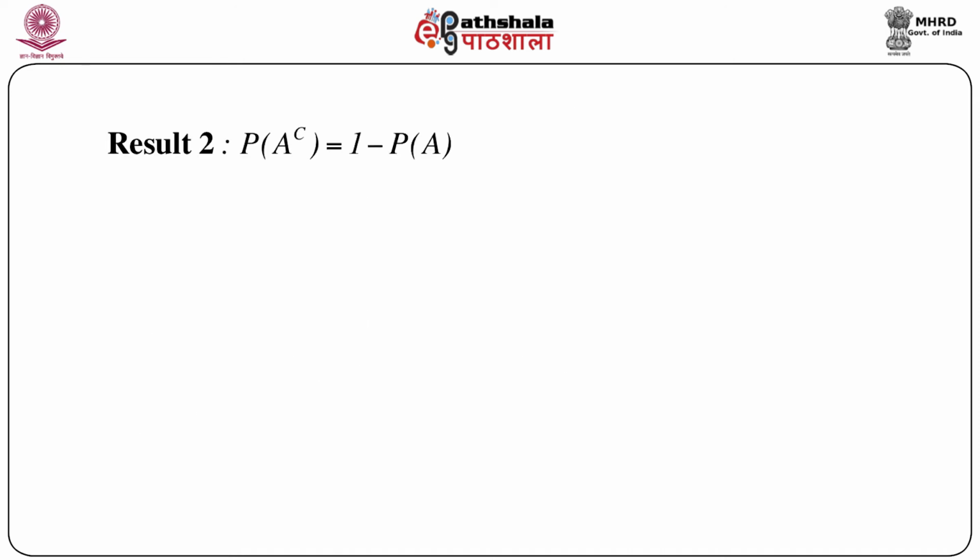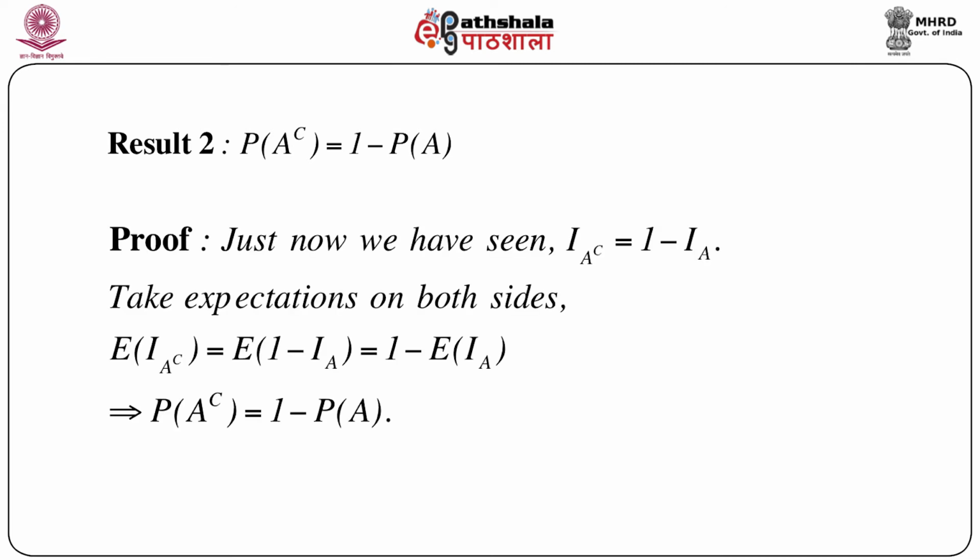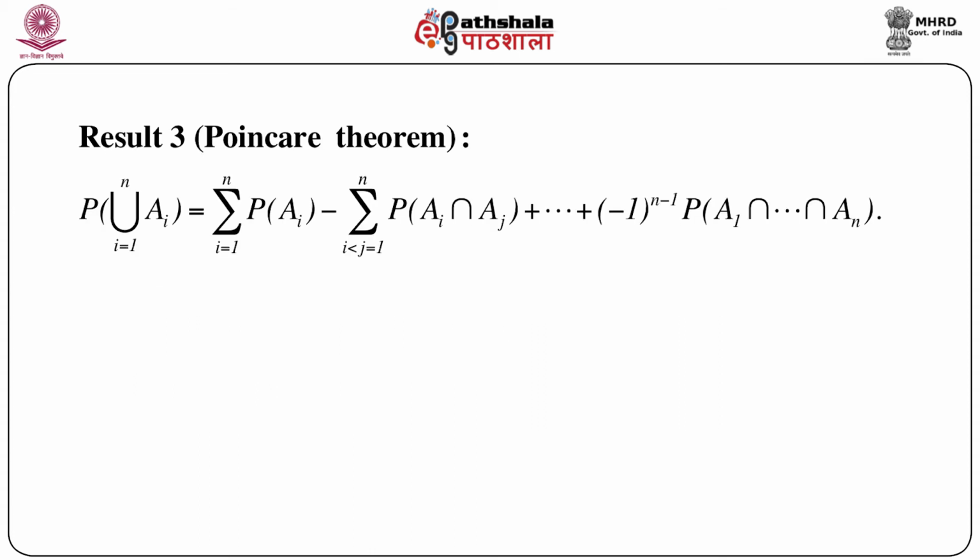So the next one is the probability of A complement equals 1 minus probability of A. And we have already seen that I of A complement equals 1 minus I_A. Again take expectations on both sides. So it will be expectation of I of A complement equals expectation of 1 minus I_A, which is nothing but 1 minus expectation of I_A, and which in turn means that the probability of A complement equals 1 minus probability of A, because probability of A complement equals expectation of I of A complement and probability of A equals expectation of I_A.